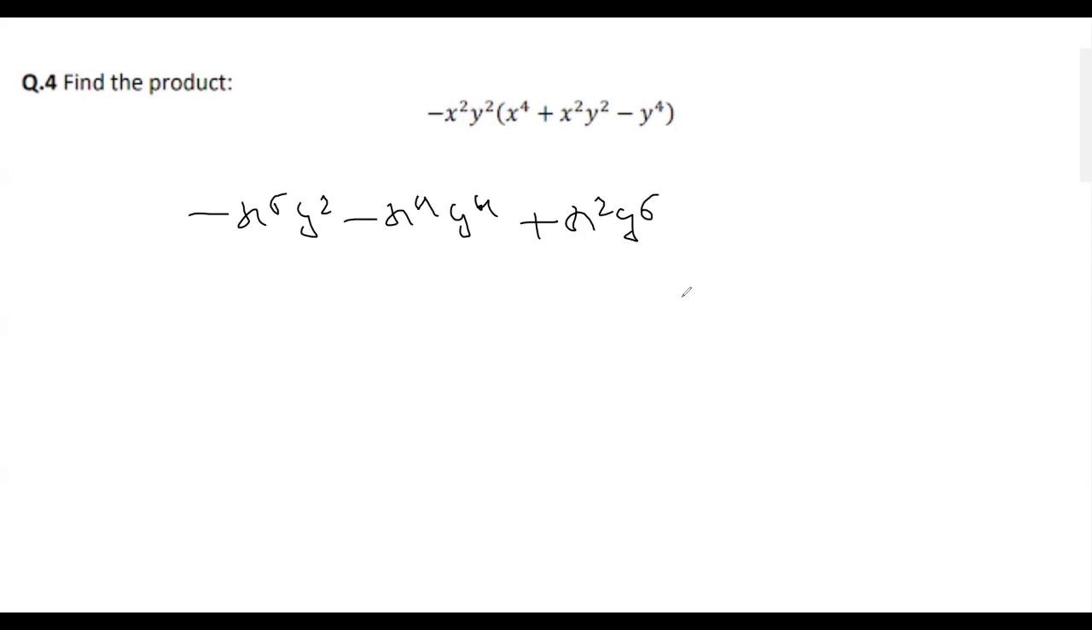So we can see there aren't any like terms. This is x power 4, y power 4. This is x2, y6. So there aren't any like terms. So we'll say this is the answer.